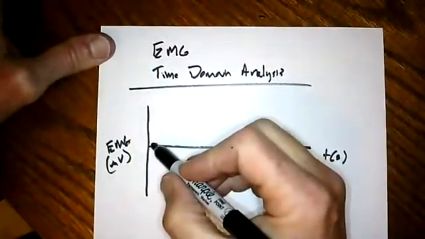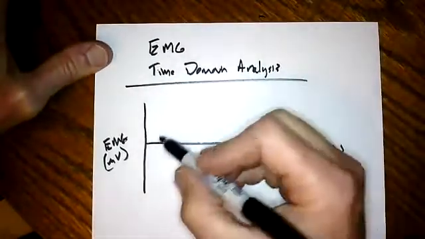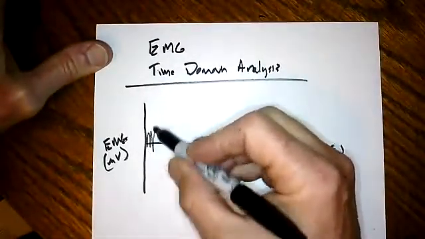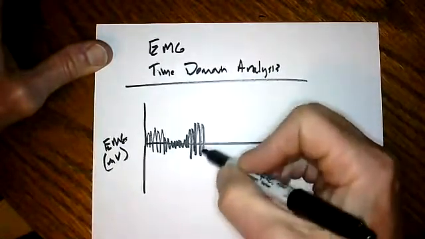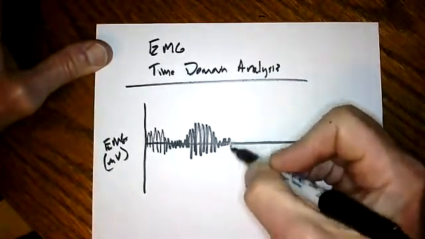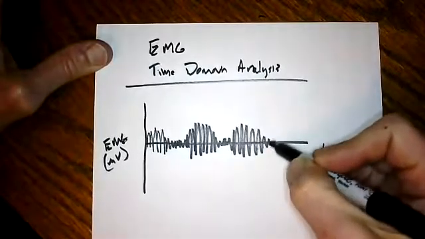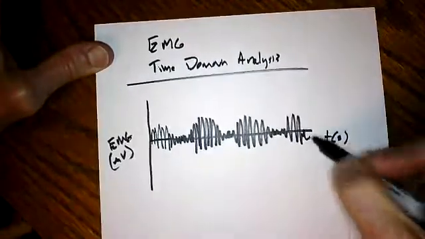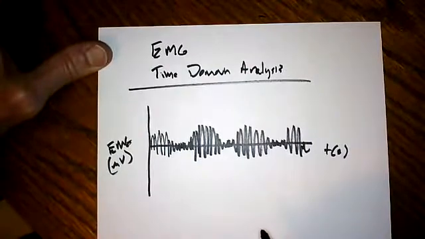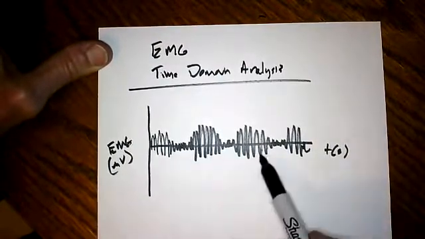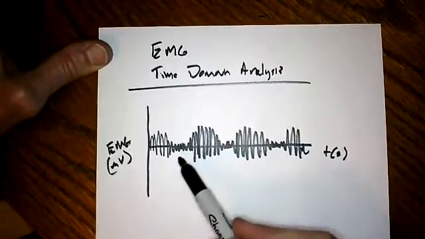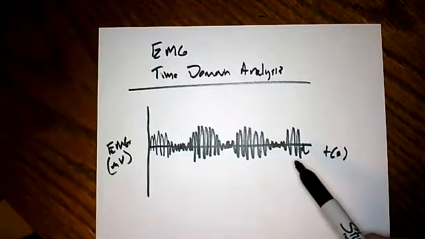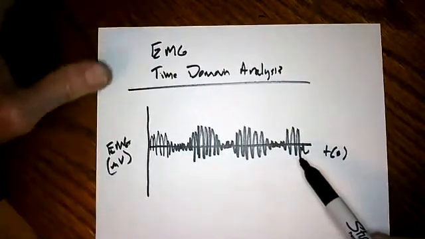If we go to our system and hit go and collect data, and we're doing some type of activity, I don't care what it is, and we're looking at the EMG of some muscle, we're going to get something that looks like that. Roughly, we're going to see periods where there are bursts of activity, and then some periods where there's not much activity at all. The question is, what do we do with this?